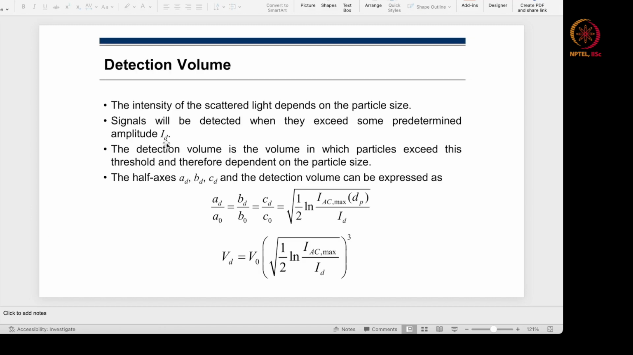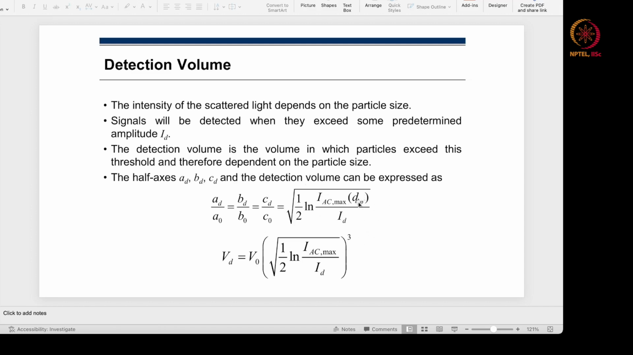of the measurement volume. So the detection volume, therefore, since the intensity of the scattered light depends on the particle size, the signals will be detected when they exceed some predetermined amplitude, I_D, for example. So the detection volume is the volume in which the particles exceed this threshold, and therefore it is dependent on the particle size. Okay, so the half axes A_D, B_D, C_D of the detection volume can be expressed like this.